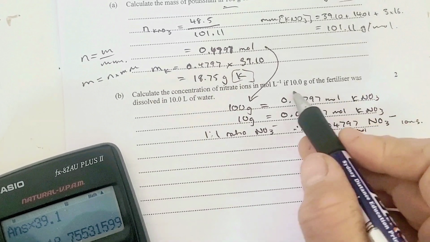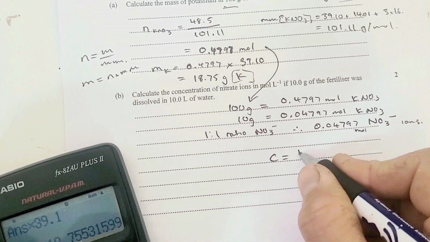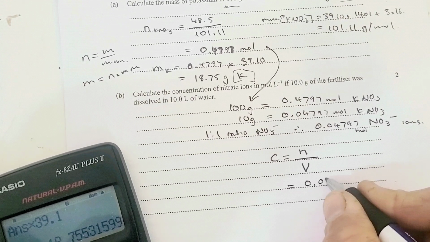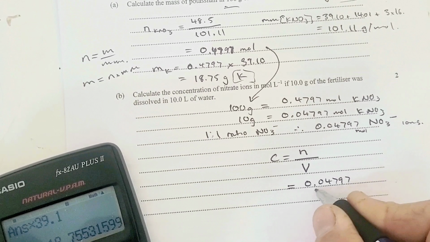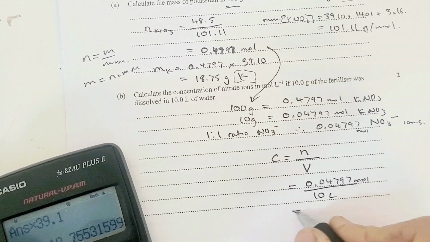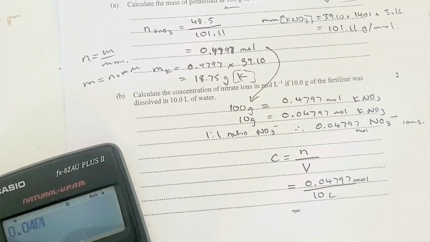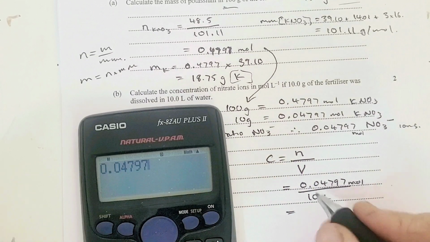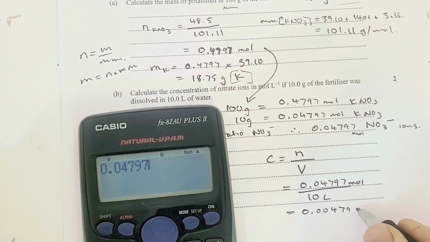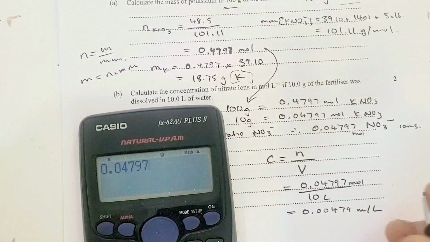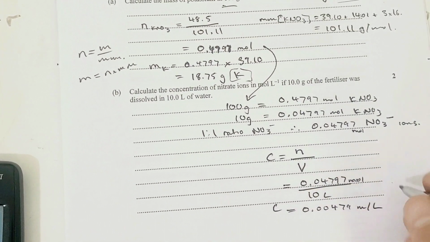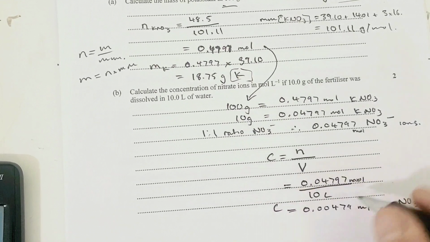So what's the formula when we want to know concentration? Concentration is moles over volume. We've got 0.04797 moles in 10 liters. Well, actually, we just move the decimal, don't we? 0.004797 moles per litre is the concentration of NO3 ions.